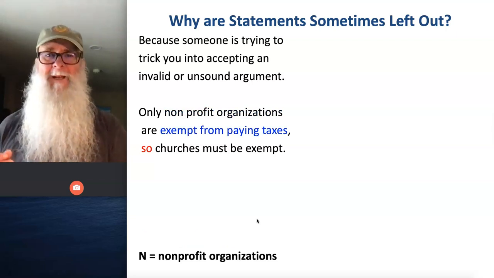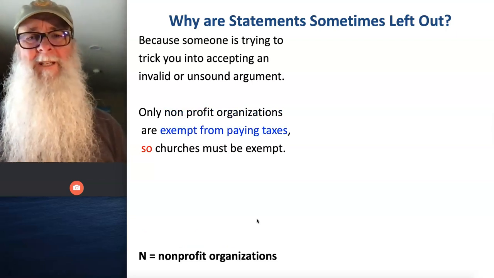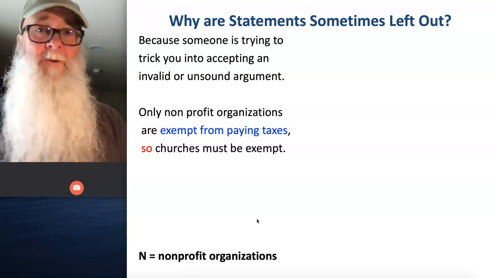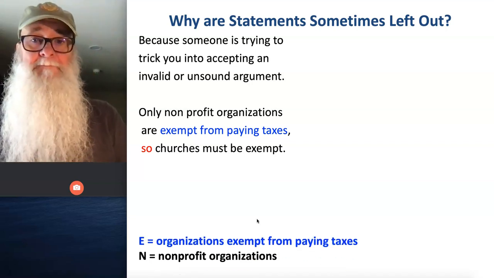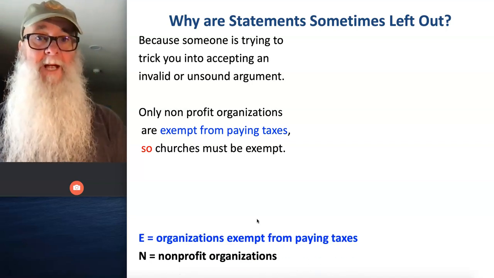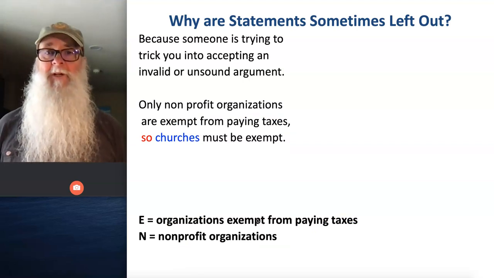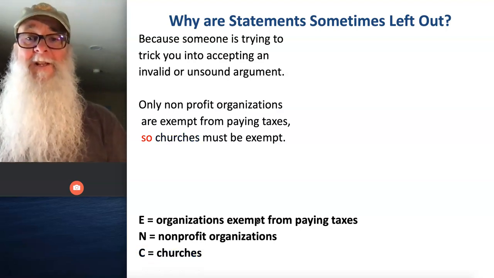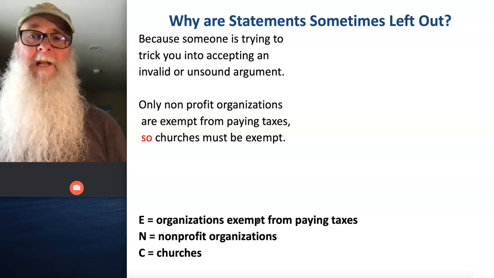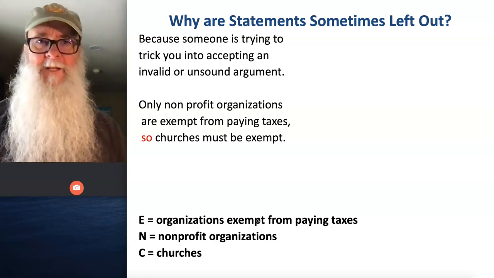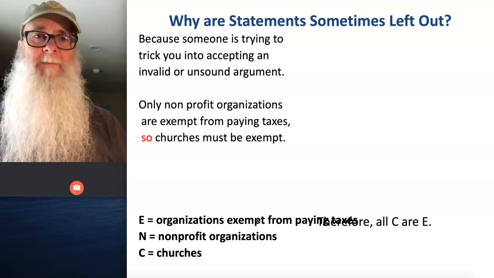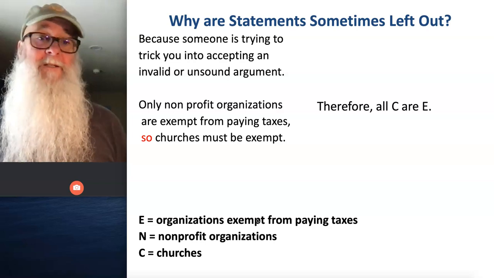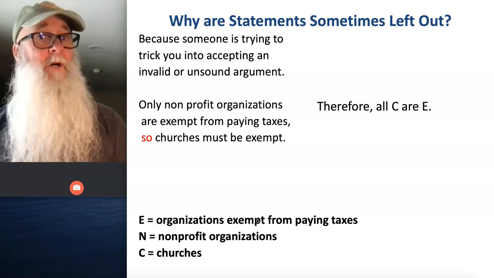Now I move on to the next term, exempt from paying taxes, and that's not quite so clean, because it's not a plural noun or noun phrase, but I can make it into one: organizations exempt from paying taxes. And then I move on to the last term of the argument, churches. Again, lucked out. Churches is a plural noun. So now I'm going to translate the one premise statement and the conclusion into standard form categorical statements. The conclusion, churches must be exempt, would translate to all churches are organizations exempt from paying taxes, or all C are E.